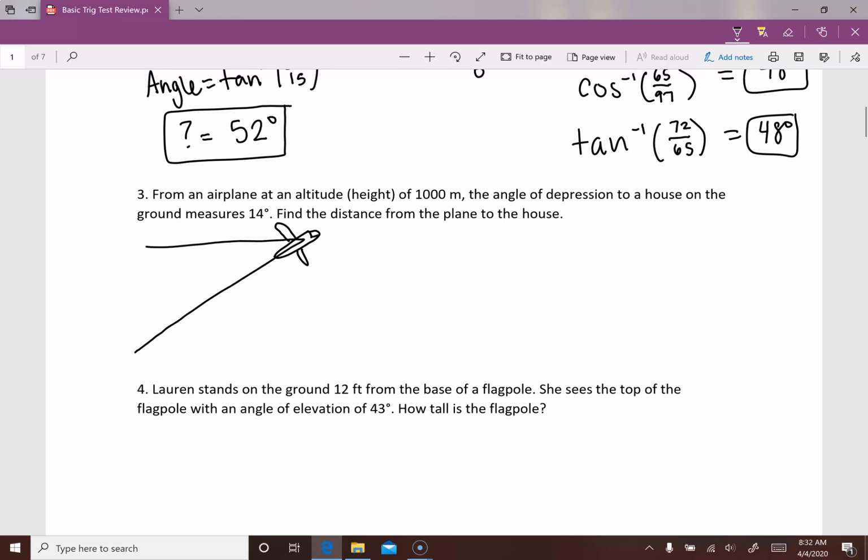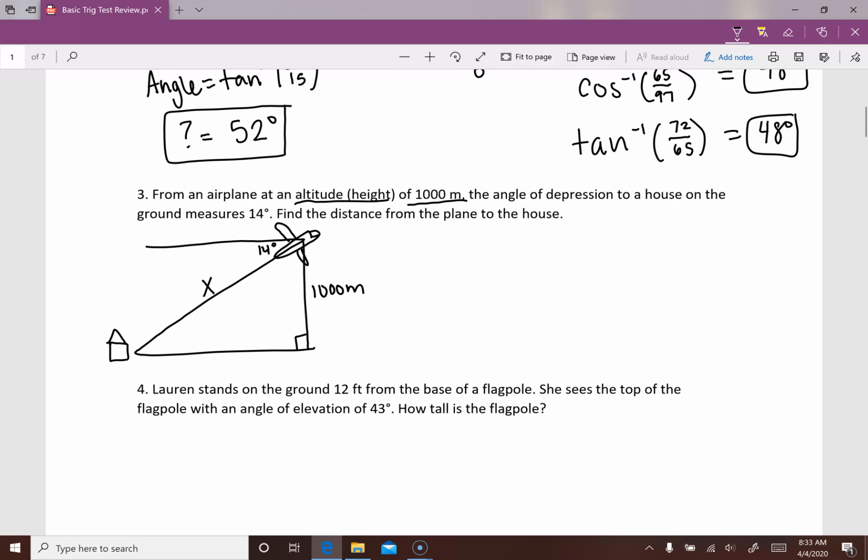Okay, we should know that angle of depression is right here, 14 degrees. And we are also told that the plane is 1,000 meters off the ground. It has an altitude or height, so we know that this is 1,000 meters. All right, and it's asking for the distance from the plane to the house. Well, if the airplane sees the house at an angle of depression of 14, that's implying that the house is here. So if it's asking for the distance from the plane to the house, it's asking for x here.